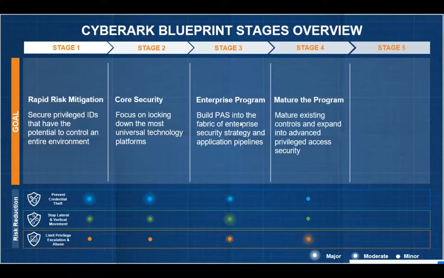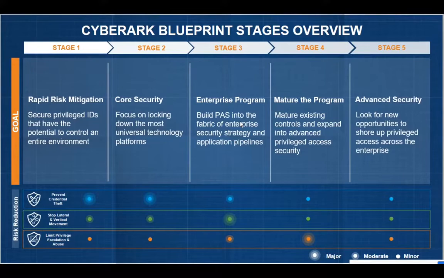In stage 4, we try to mature our program in more detail. We implement more advanced controls so that we have better security. We implement a solution which helps you even control the privileges on the endpoints. And of course, at the last stage, we implement advanced security, where we look at more advanced topics which we're going to talk about today, like DevOps environments, and we secure those. So with the help of 5 stages, we are able to help you implement a privileged access management solution successfully for your environment.